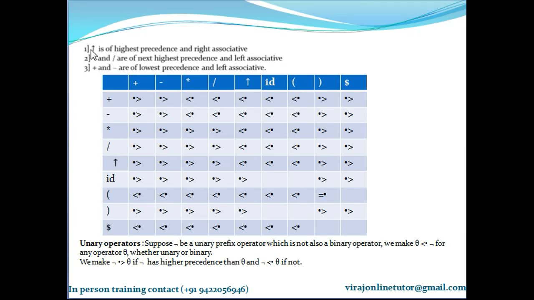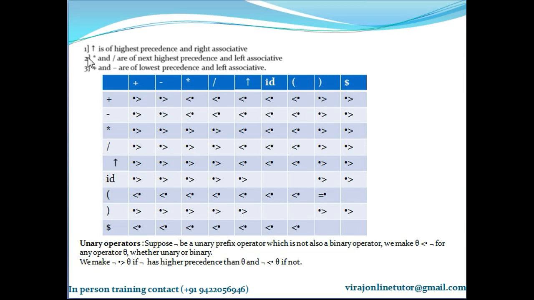Similarly, the rule says if theta 1 is higher than theta 2, make theta 1 greater than theta 2 and theta 2 less than theta 1. So make asterisk less than this, divide less than this, plus less than this, minus less than this. So the first rule says if theta 1 has higher precedence than theta 2, make theta 1 greater than theta 2 and theta 2 less than theta 1.